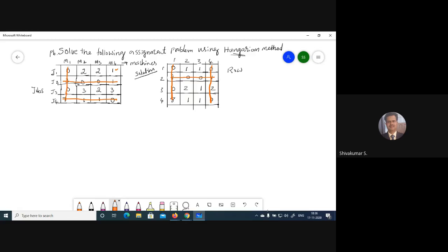After drawing lines, you choose the minimum value here. 1 is the minimum value now. So now I'm going to do it in the same table. Draw lines first. Okay, lines are there now. So I'm going to do it here. I will draw more.